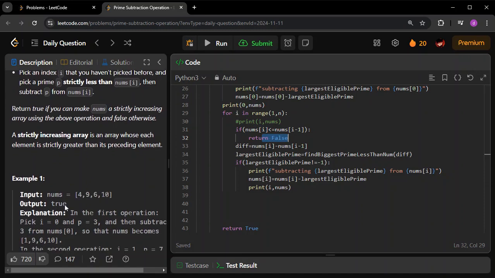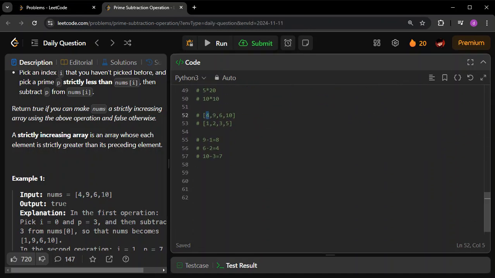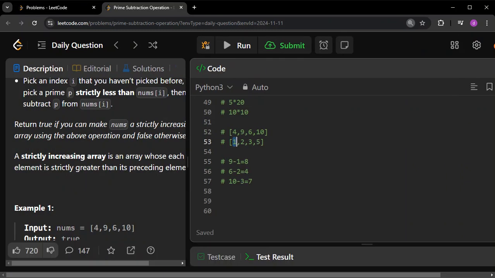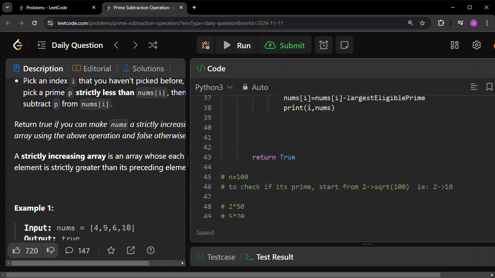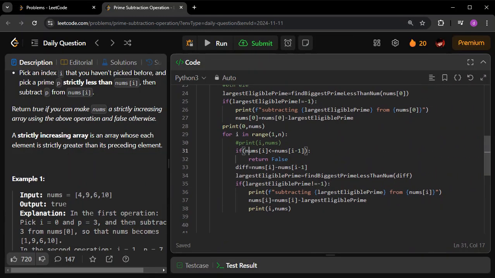So what that means, let me show you from the example. Fine. So this 4, let me zoom in, this is a 4, right? After subtracting the biggest prime number, it became 1. But let us say this element is 0, or this element is 1. So I have 1 here, and I again have 1 here. It cannot be a strictly increasing array, right? So it is not possible to find a strictly increasing array in that case. So for that reason, if nums of I is less than or equal to its previous element, remember even equal to is there, return false.